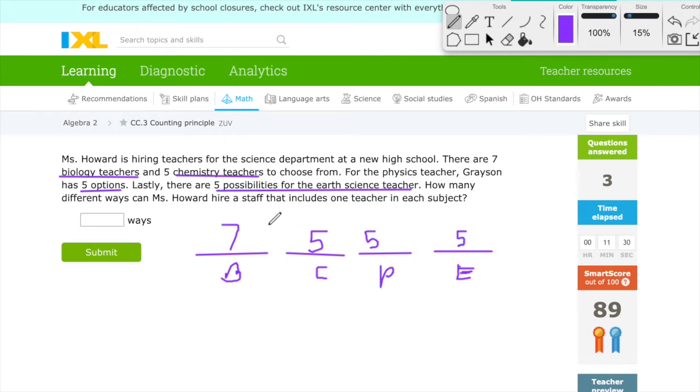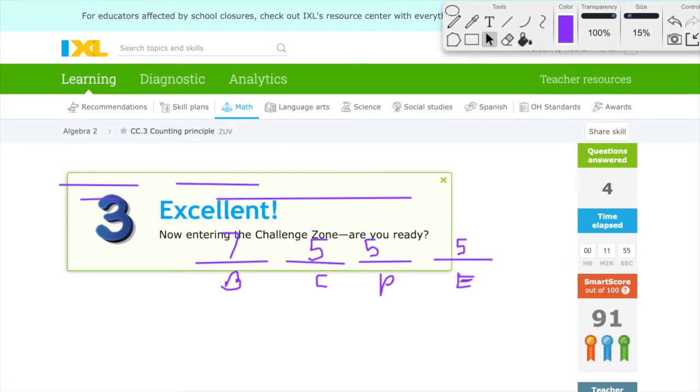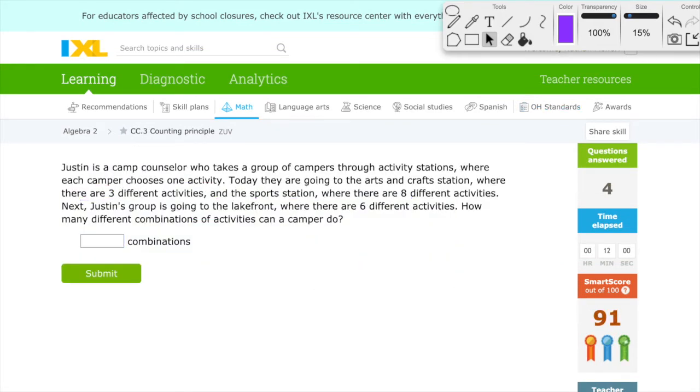So I'm going to go back to my calculator and multiply all 4 of those numbers together. So that's 7 times 5 times 5 times 5. And eventually we get 875 different ways or variations, possibilities, options, whatever you want to call it, that we can build this teaching staff. So with that, we would go 875. I definitely forgot the number for a second there. Let's see if the challenge problems change at all, and if not, we'll go to the next one.